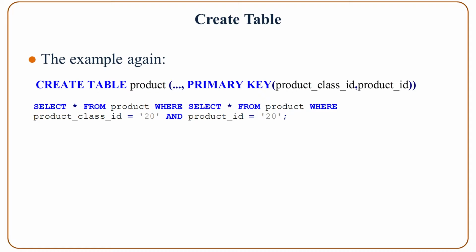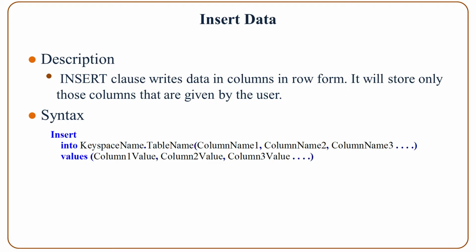So with the same example again, if we instead have a primary key with a composite key including the partition key and the clustering key, and if we create a table this way, then when we read data using select from, we will specify both product class ID and product key. Otherwise, it would show an error.